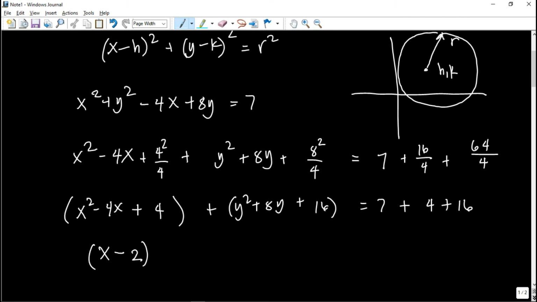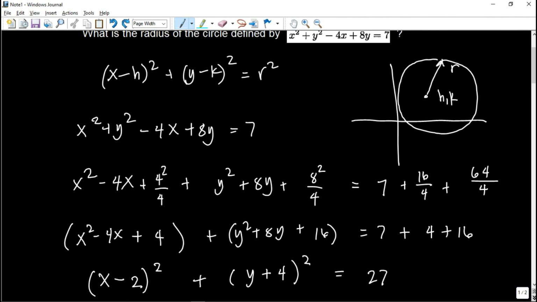So this is now squared. So plus here, this is plus, so y plus. What is the square root of 16? That is 4. So this is plus 4, squared. So equals 7 plus 4 plus 16. So that is 27.